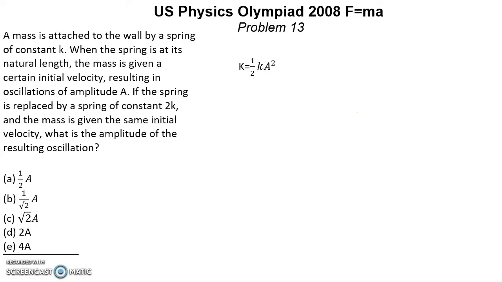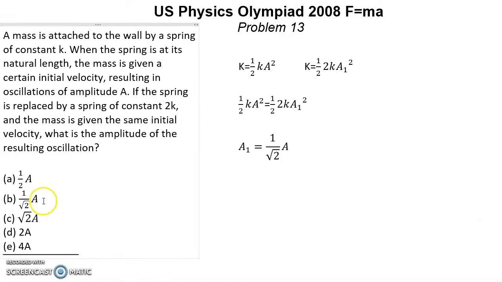If we now replace the spring with a constant 2K, we have the same kinetic energy from the mass, and it's equal to the potential energy for the new spring. That's this one. Now we can equalize both parts and have this equation. The result is this one. New amplitude A1 equals 1 over root 2 times the old amplitude A, which is answer B.